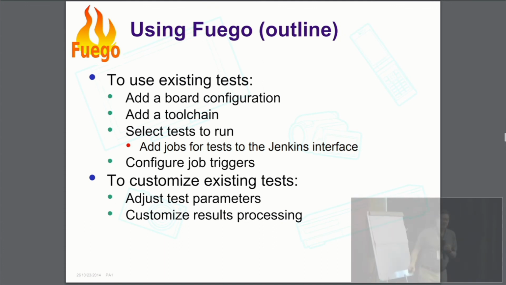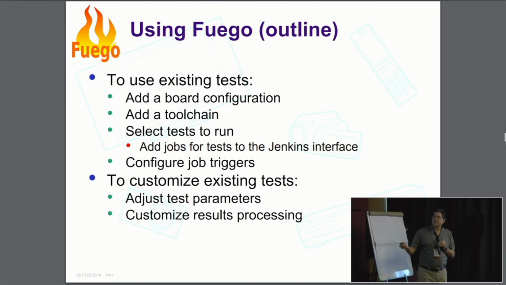So to use the existing tests, you add a board configuration file, you add a tool chain, you select the test to run, you configure the job triggers, and then away it goes. And then to customize existing tests, you adjust the test parameters, and you can customize the results processing by editing the criteria file. We have default criteria files for you, so if you're running something like IOzone and your board is not meeting what we expected for the threshold, you just go in and adjust the threshold. And you can adjust those on a per board basis.